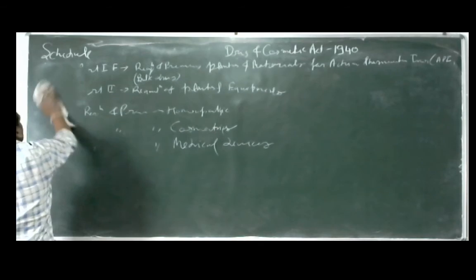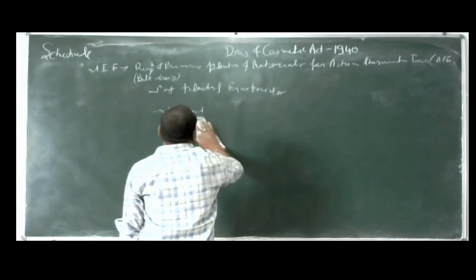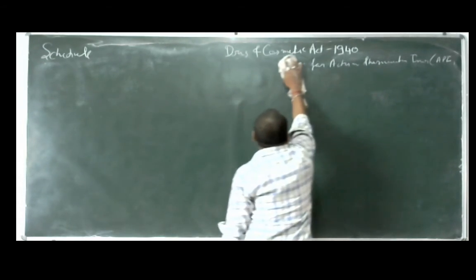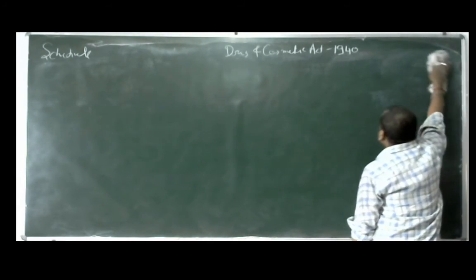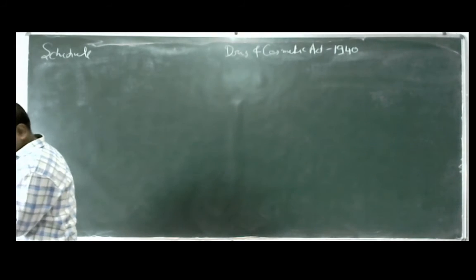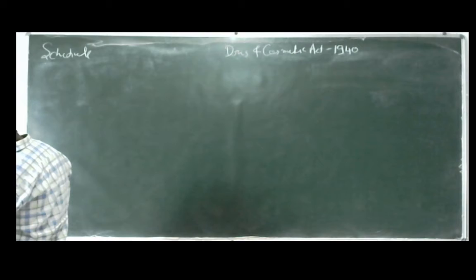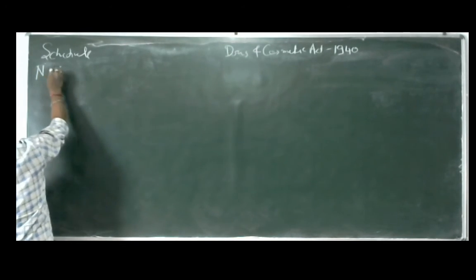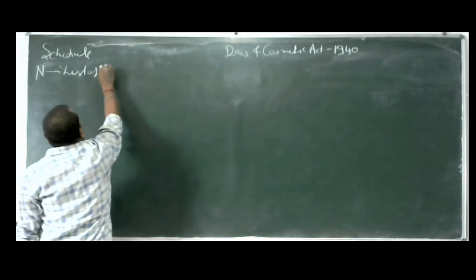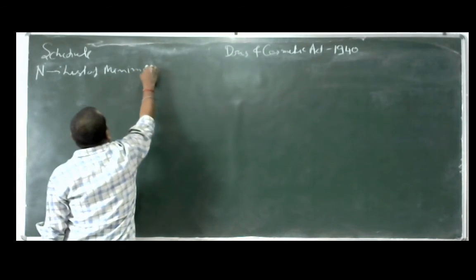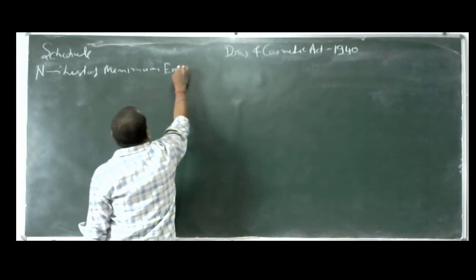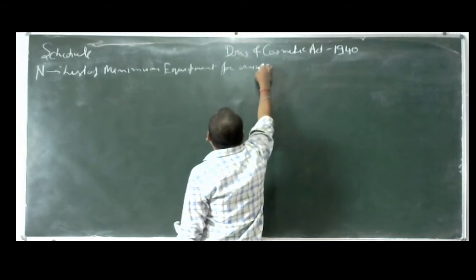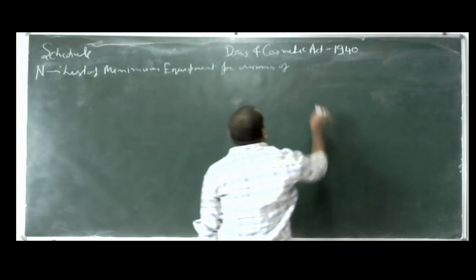So that's all from Schedule M, and we are going to the next schedule, that is Schedule N. Schedule N contains the list of minimum equipment for efficient running of a pharmacy.